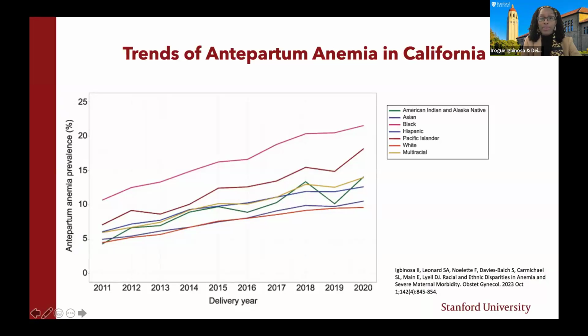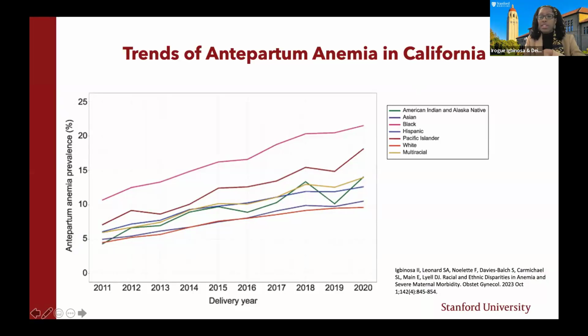And so some of our work from our group is just looking at what are the trends of anemia in California? And so you can see here that for almost 10 years, anemia increased for everybody. And then on the top line, Black pregnant people have the highest prevalence, almost about 20%. And that's a little bit higher than some of the national averages. And then followed by Pacific Islanders, also known as Native Hawaiian or other Pacific Islander group.